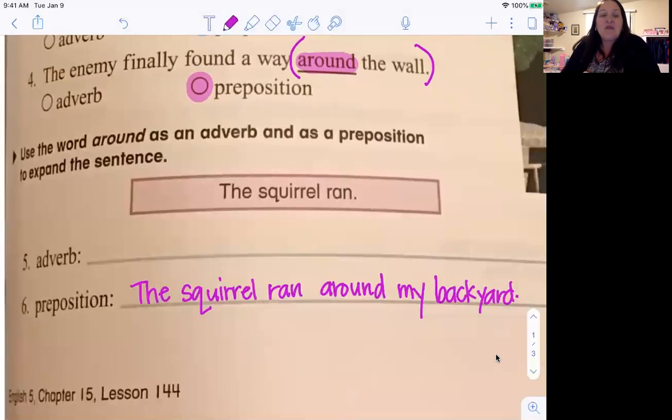Okay, so let's look at adverb. I want you to pause, and I want you to try to do one with an adverb.